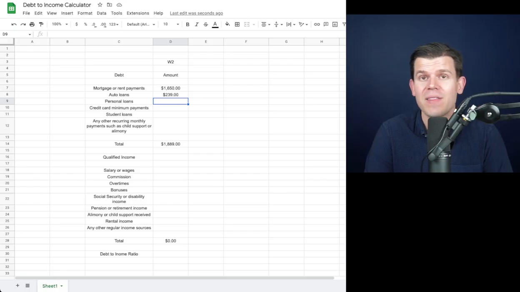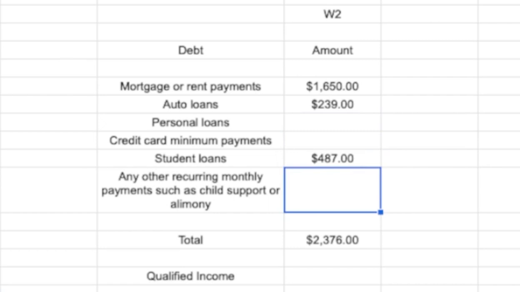Now let's say, like many young people, they are saddled with tens of thousands of dollars of debt for student loans. It's an unfortunate epidemic that affects a lot of people in their 20s and 30s at this point, some even in their 40s. So let's say they've got tens of thousands of dollars of student loans, and the payment for that, to keep it current, the minimum payment, is $487 a month. That brings their total debt to $2,376 per month.